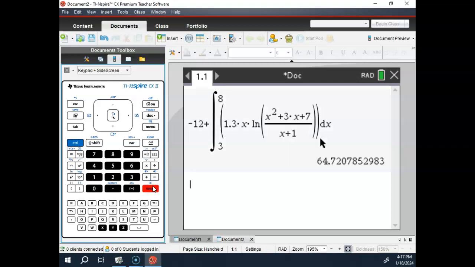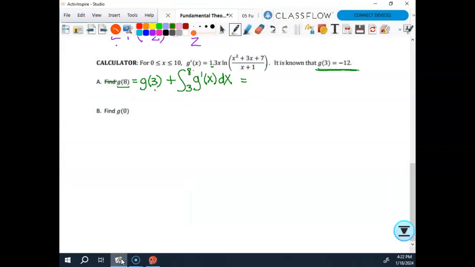And it gives me my number, which is 64.7207. And we don't have any context here or units or anything. We're just understanding how this works. Okay? So let's see if you can set up the next one. Pause and see if you can set up the next one.